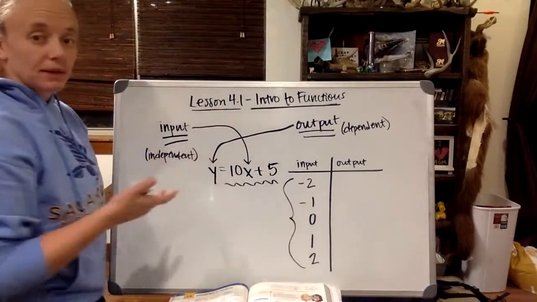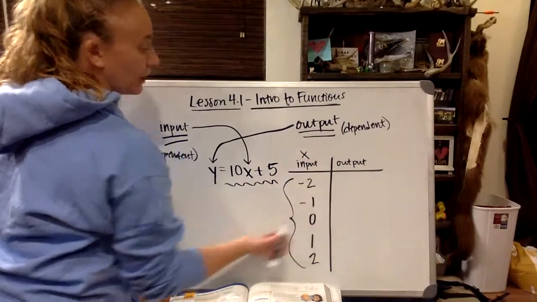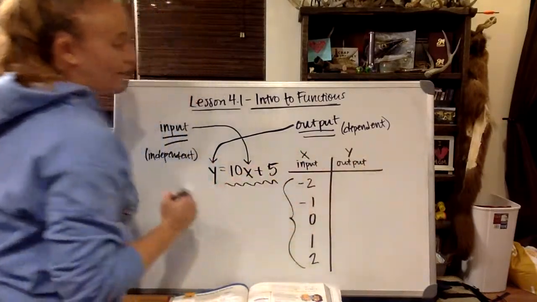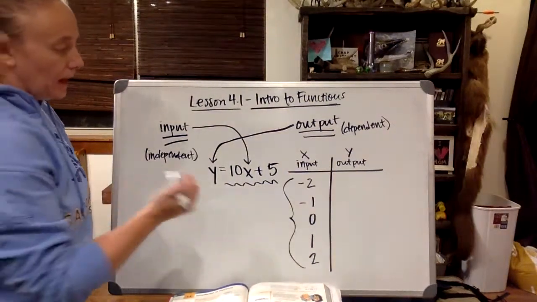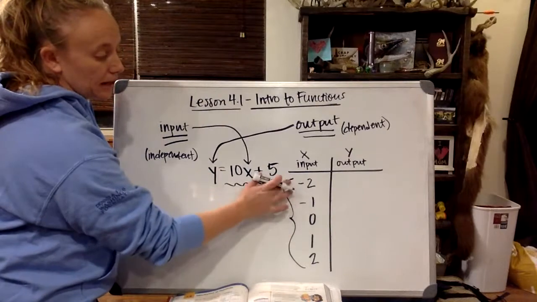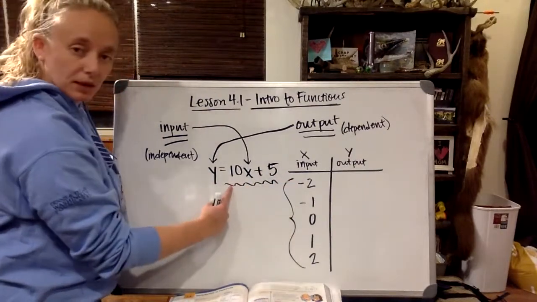And what I want you to do is create a table. You're going to have a table of inputs, or x values, or independent variables, versus outputs, or y values, or dependent variables. I suggest you start out with these core numbers: -2, -1, 0, 1, 2, because we can see what happens with positive numbers if they're put into this equation.